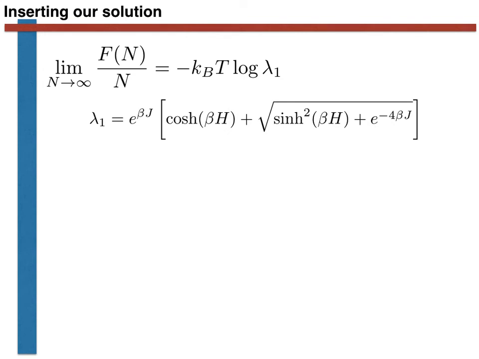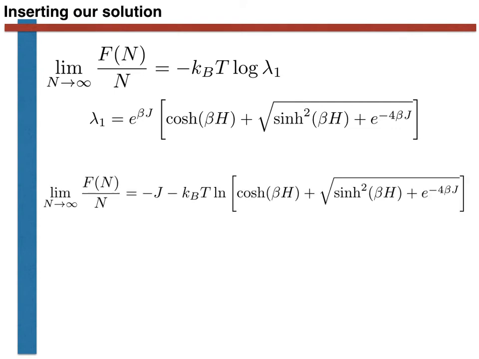Taking the logarithm of this expression for lambda 1 and multiplying by minus kBT, we get the result for the free energy in the thermodynamic limit shown here. Take a moment and just pause the video to confirm to yourself that this is indeed the case.